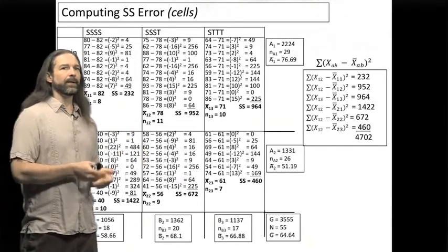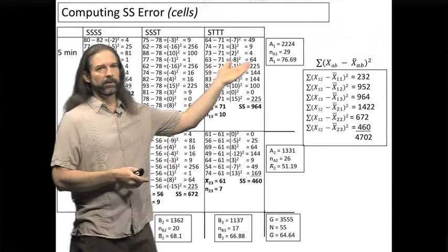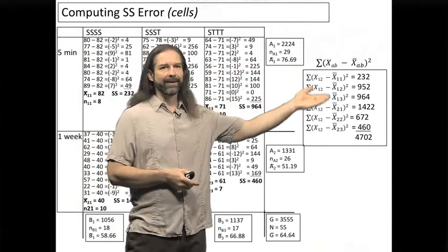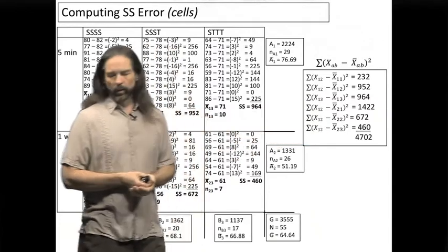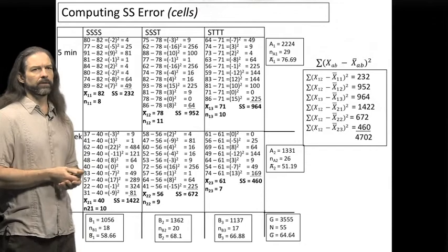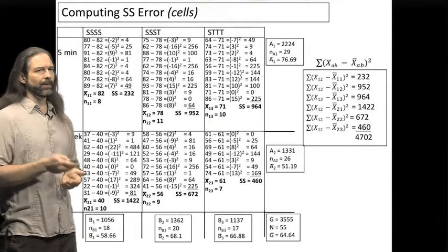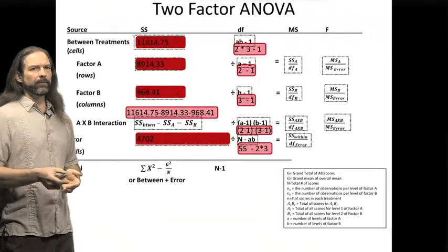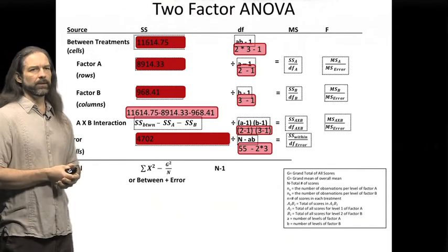You know that if I'm dealing with cells, I'm going to be doing this formula 6 times before I finally add it. Once I've computed all of the sum of squares for all 6 cells, I add those together, I get 4702. I'm now in very good shape for the first bit of my Easy ANOVA table.